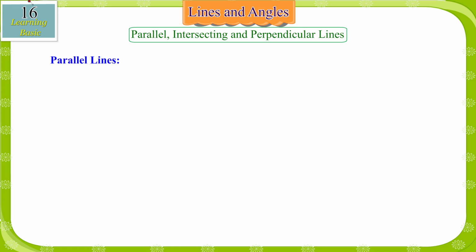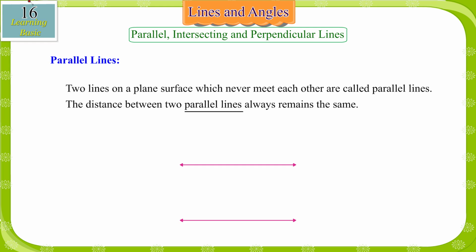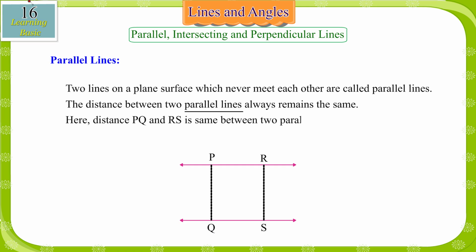Parallel lines. Two lines on a plane surface which never meet each other are called parallel lines. The distance between two parallel lines always remains the same. Here, the distances PQ and RS are the same between two parallel lines, or PQ is equal to RS.